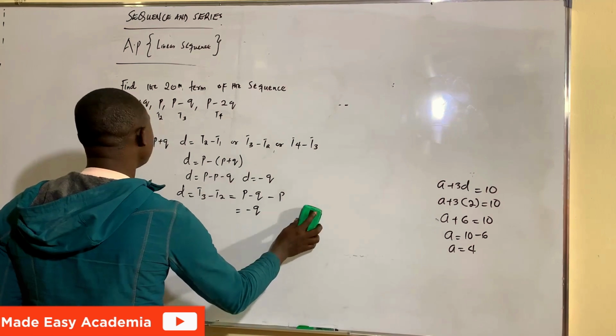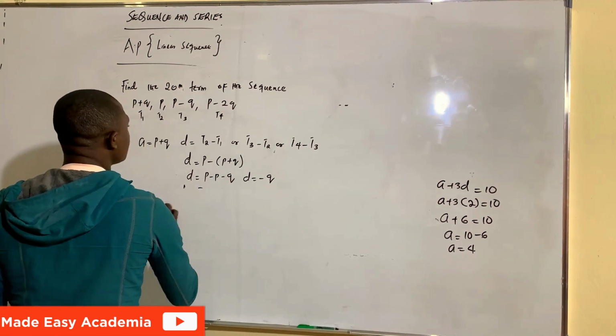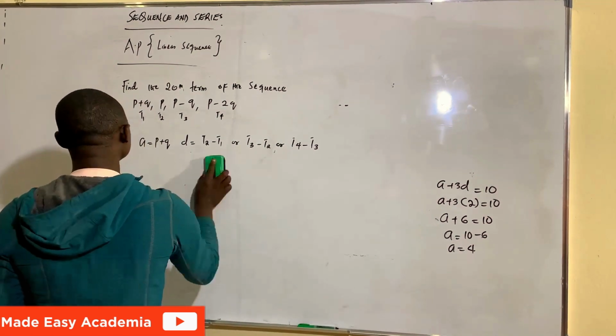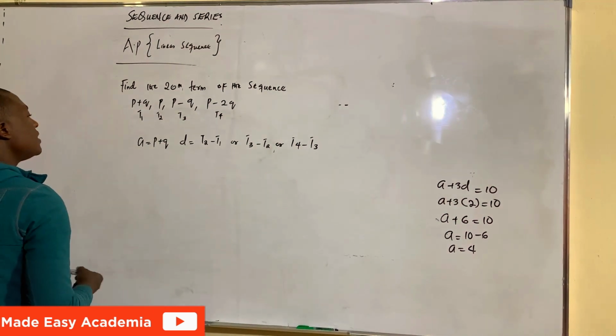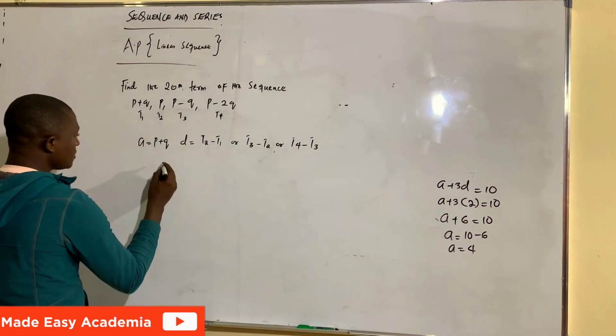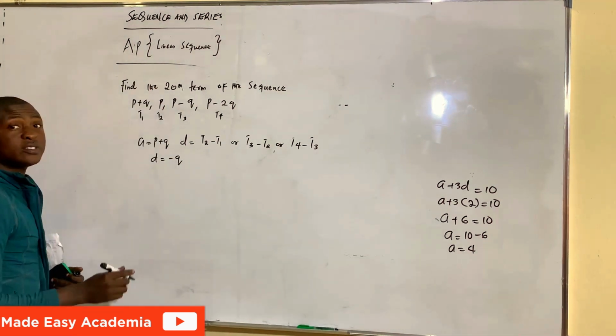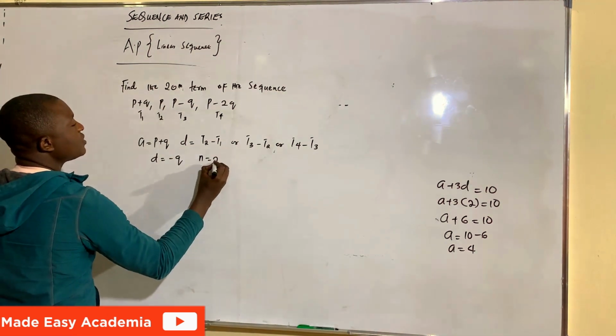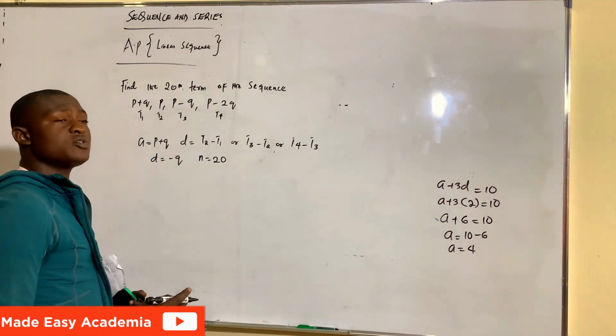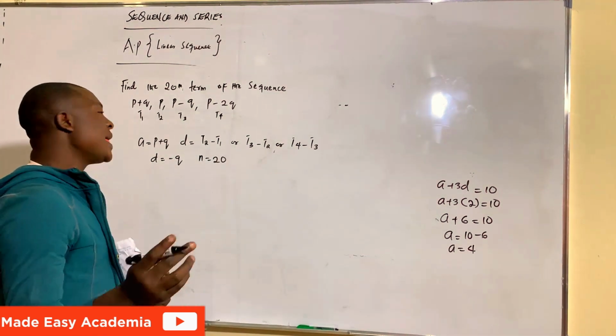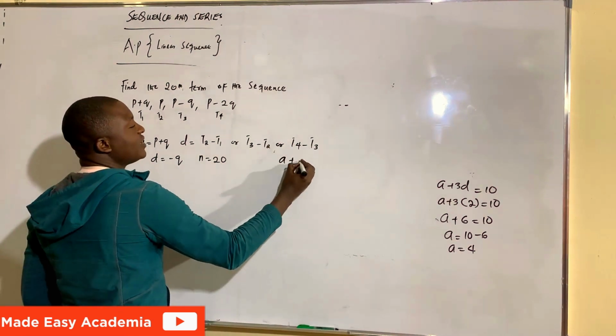So meaning now our common difference is minus Q. Common difference is minus Q. Now the problem says we should find the 20th term. That is when the number of terms is equal to 20. Can you recall the general formula for the 20th term? Yeah, so 20th term is nothing but a plus 19d.